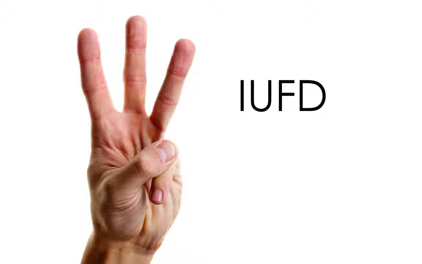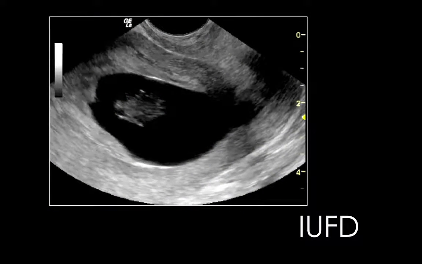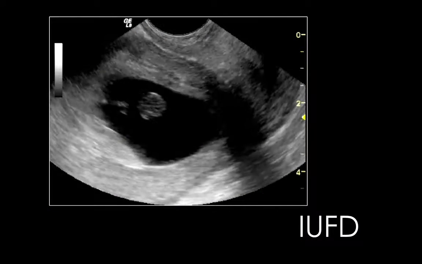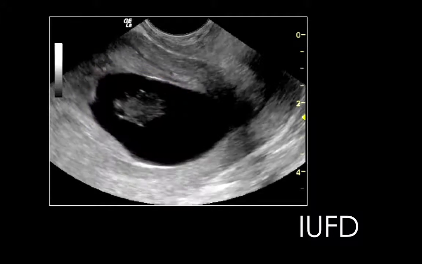The third indicator is intrauterine fetal demise. Intrauterine fetal demise is diagnosed when an intrauterine pregnancy is greater than 7 weeks gestational age with no evidence of fetal heart motion. This video shows an example of intrauterine fetal demise. You can see there is no evidence of fetal movement or fetal heart motion.